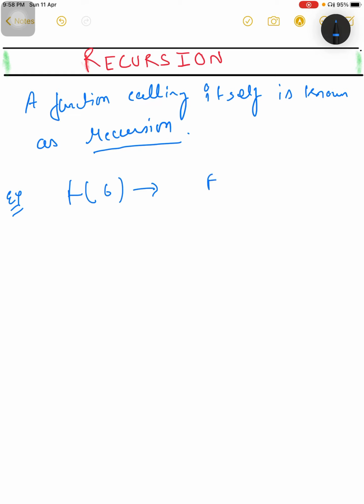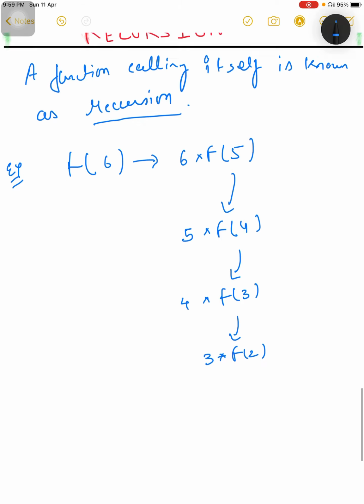5. So what we will do is calculate the factorial of 5 and multiply that with 6. Again, to calculate the factorial of 5, we have to calculate the factorial of 4, and we will multiply 5 with the factorial of 4. Similarly, for calculating the factorial of 4, we need to know the factorial of 3, and we multiply 4 with the factorial of 3. Again, following the same approach, to calculate the factorial of 3, we have to know the factorial of 2 and multiply it by 3.